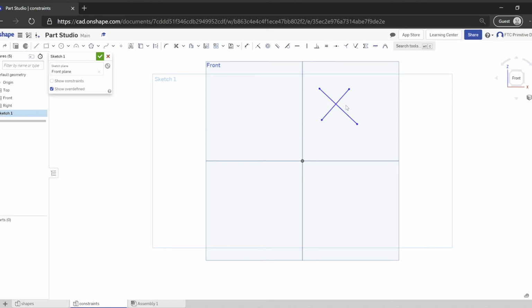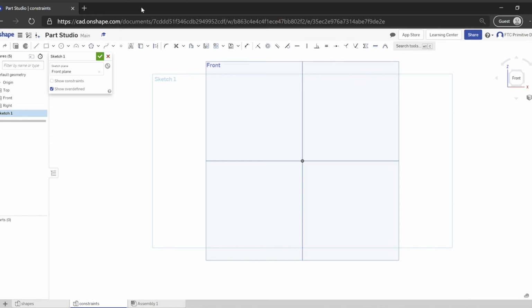So while we're still with these two lines, we can apply the equal constraint to them, which means that they'll be the same length no matter what. So as you can see here, if I try to dimension one of the lines, like so, the other line's length will change too. This means that the equal constraint has been applied to both lines, and their length dimensions will always be the same.